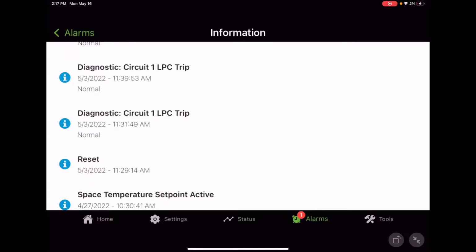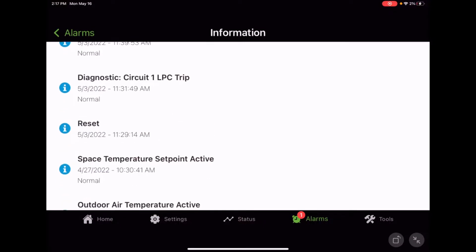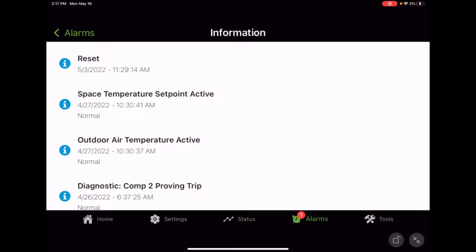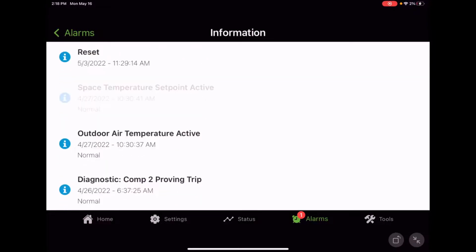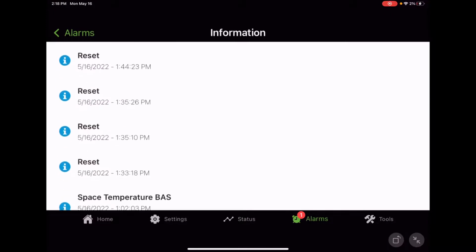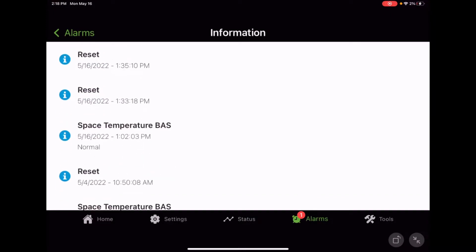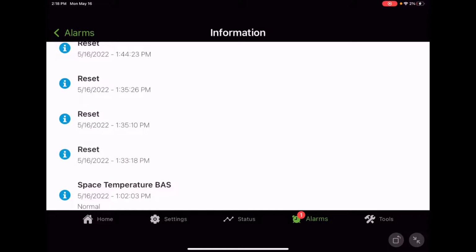And again, it's no more, here's a flash code and here's a list of 22 things that could have happened. It's actually going to tell you, no, at 10:30 a.m. on April 27th, 2022, the outdoor air temperature went back to normal. It looks like on 4/26 at 6:37 a.m., the compressor 2 proving trip went back to normal. Okay, so it gives us a date, it gives us that time. We can go through it and see what's going on with the controller, what's happening.